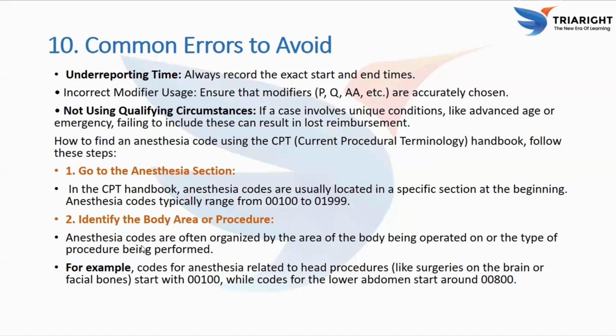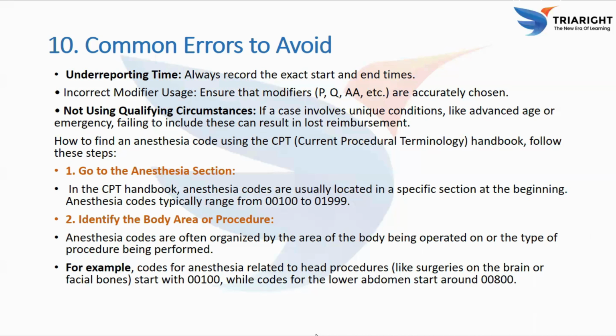And step 2 is identify the body area or procedure. Anesthesia codes are grouped by body system, surgical site as well as type of procedure. For example, 00100 series are for head, neck and brain procedures, whereas 00800 series are for lower abdominal procedures. So you don't code anesthesia based on the surgeon's CPT code directly. You have to code based upon where the surgery is performed.